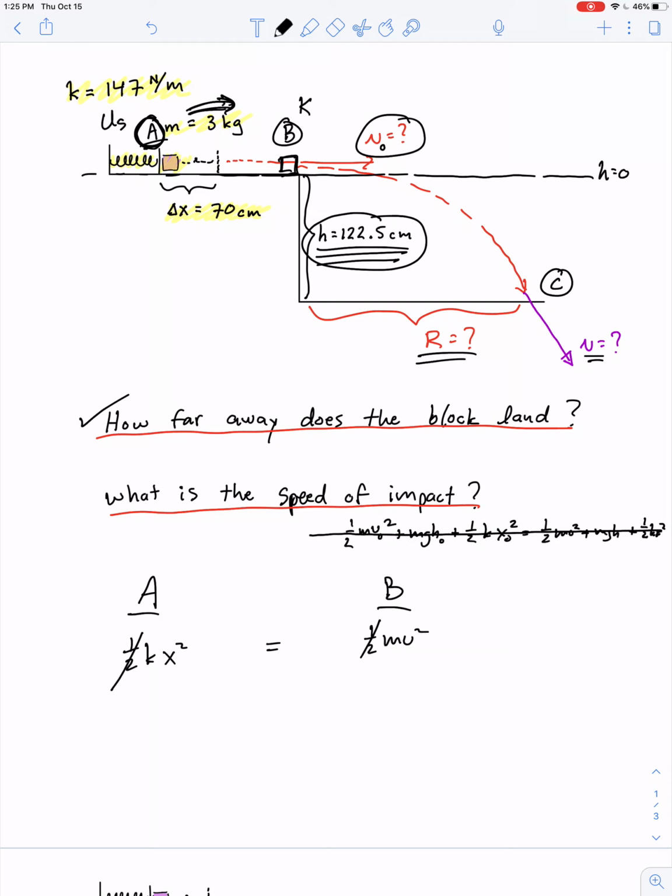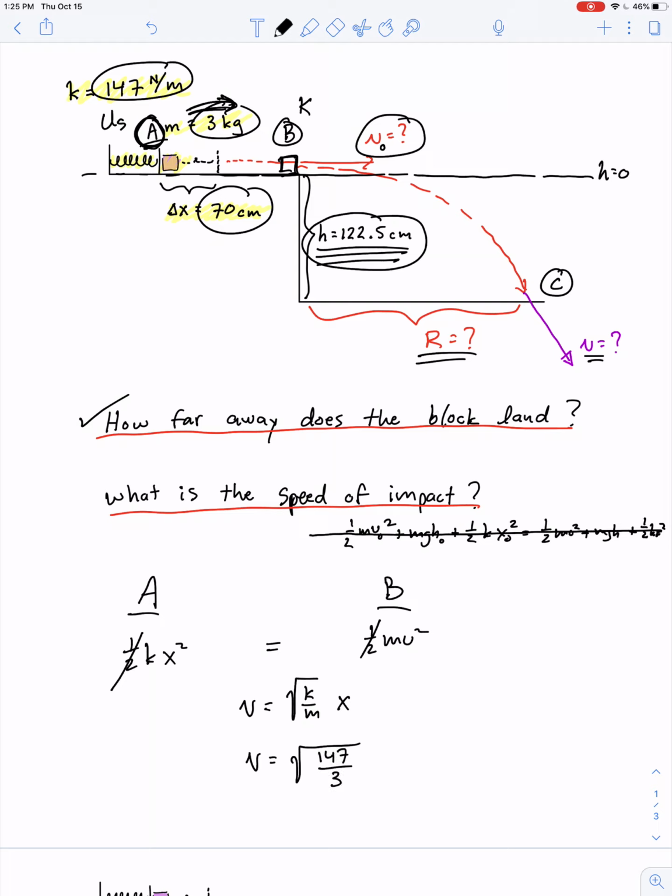So we can cancel out the 1/2, and V then would be equal to, let's do a little algebra, divide both sides of the equation by m, take the square root of both sides of the equation. V would be the square root of k over m multiplied by x. Okay, so the value of x is 70 centimeters, k is 147 newtons per meter, m is 3 kilograms, so this means our velocity is the square root of 147 over 3.